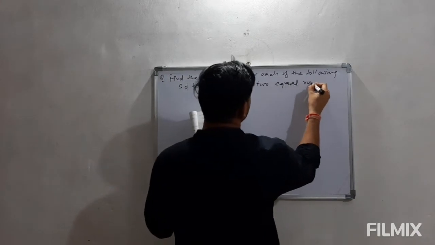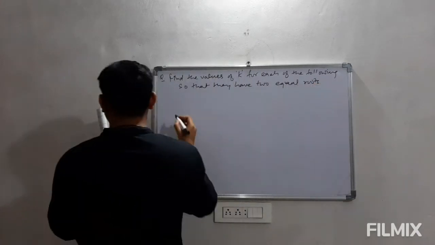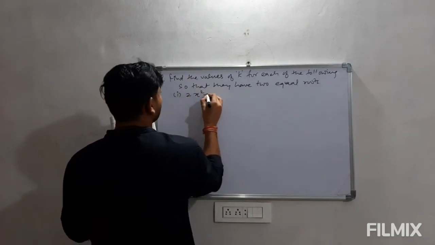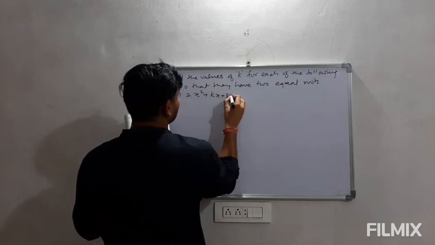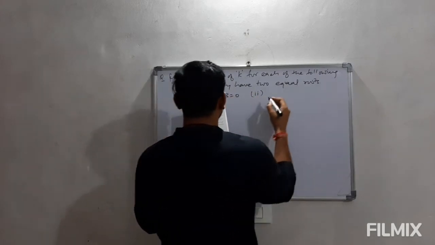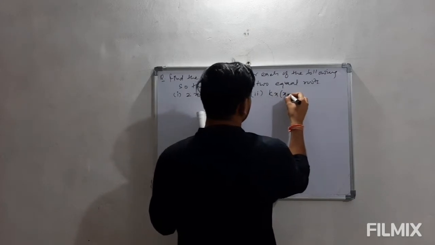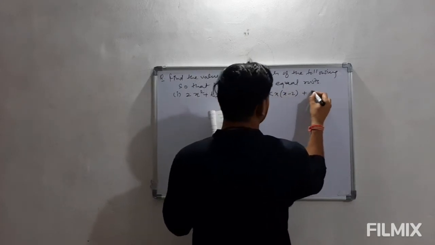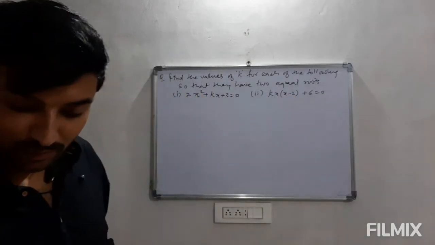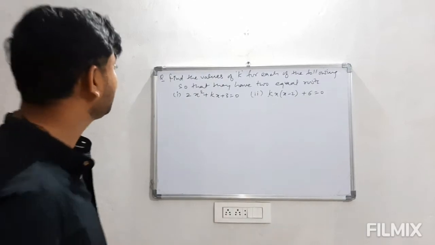They have two equal roots. The first equation here is 2x square plus kx plus 3 is equal to 0, and the second equation here is kx into x minus 2 plus 6 is equal to 0. This is a simple application of quadratic formula and discriminant.